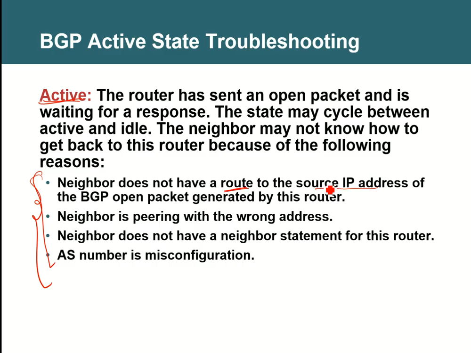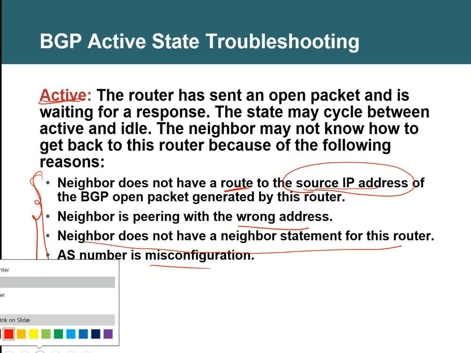It may be because BGP is not using the correct source address to form the neighbor, or the address of the neighbor is wrongly configured, or the neighbor statement is not configured at all, or the autonomous system number may be misconfigured. When you configure a neighbor, you put the autonomous system number, right? The neighbor may be in autonomous system 20, but we might have given 10.